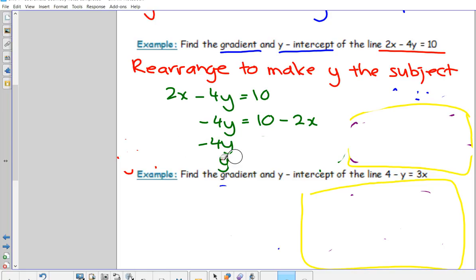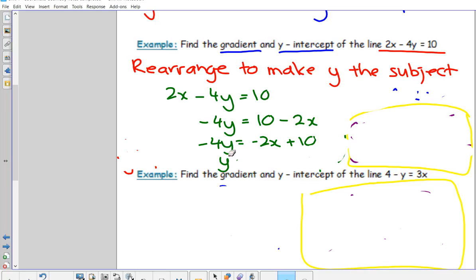Actually, do you know what I did? First of all, you don't have to do this middle step, to be honest, but I just swapped these two around, so that when we have it in gradient intercept form, we've got the gradient and then the y-intercept. So I just changed 10 minus 2x to negative 2x plus 10. Technically this and this are the same line. I've just swapped those two around.